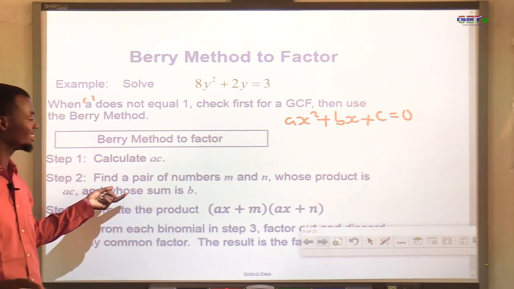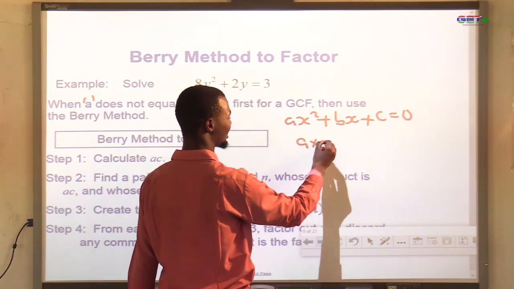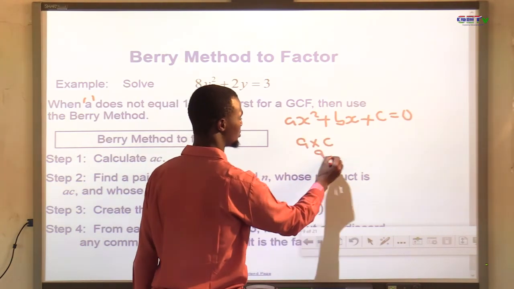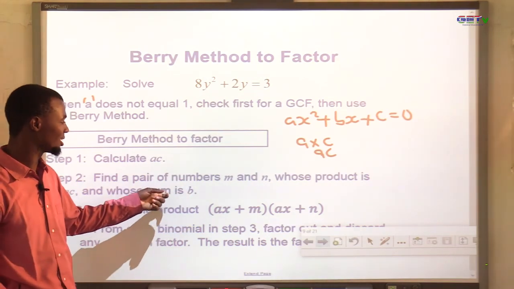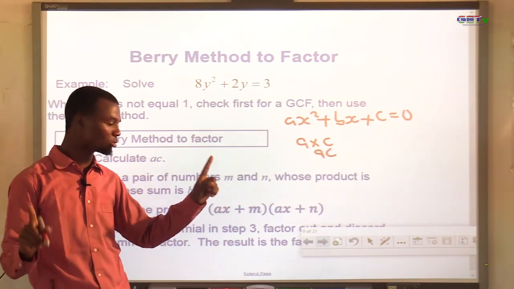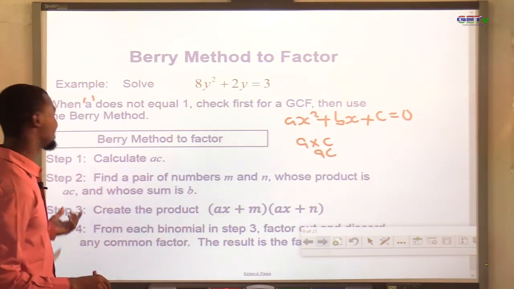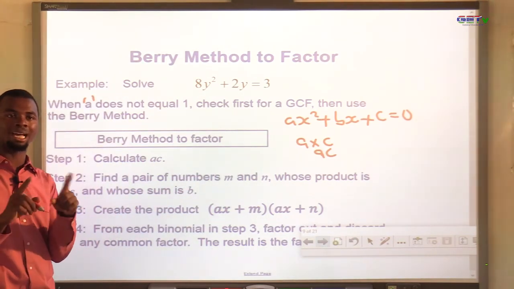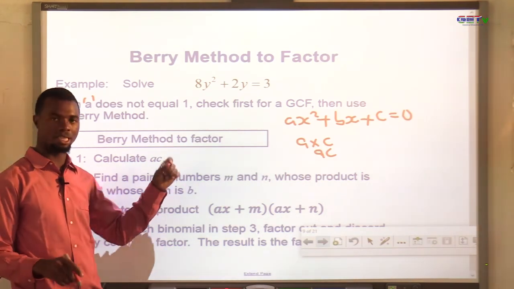What is AC? The product of this one and this one. AC is the same as A times C. Find a pair of numbers, m and n, meaning you should find two numbers, m and n, whose product is AC. If you multiply the two numbers, you have AC, and whose sum is B.